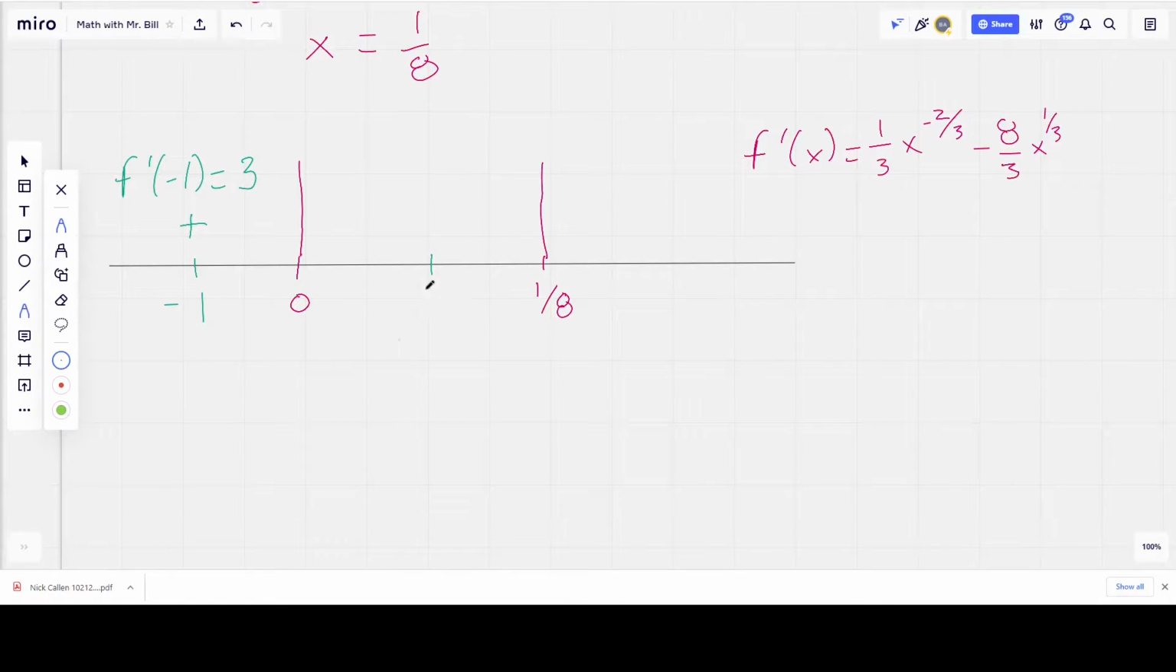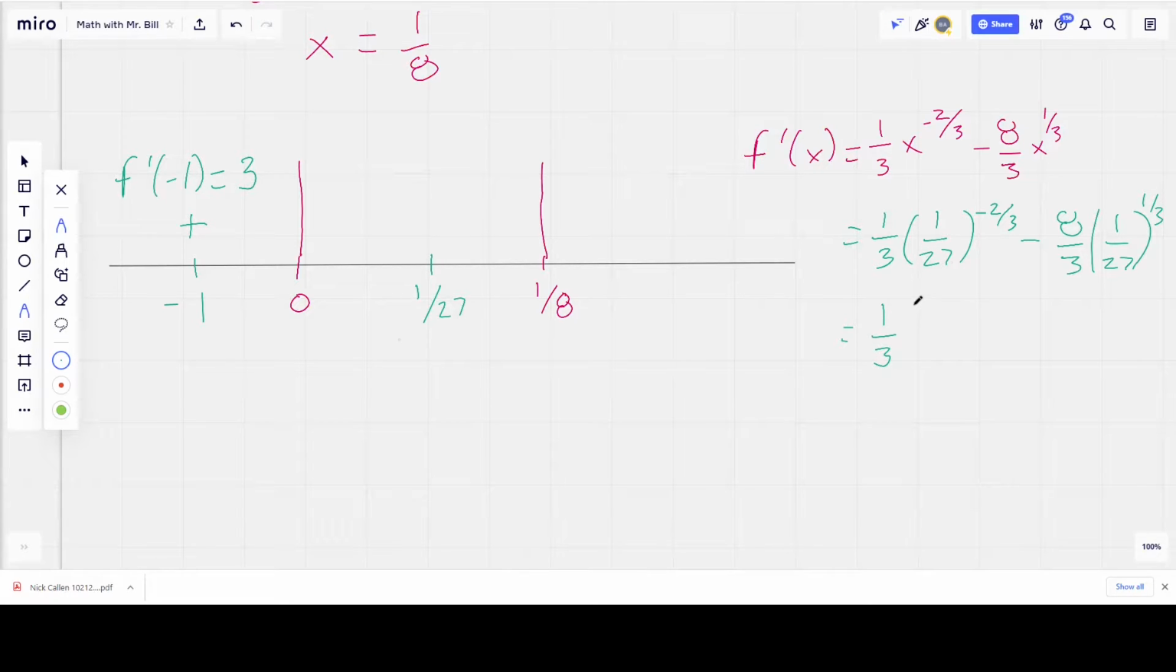Let's take another number, like, let's see, that's an easy cube. It's between 0 and 1, but 1/27th. So if I put 1/27ths in there, I get 1/3 times 1/27ths to the negative 2/3 minus 8/3 times 1/27ths to the 1/3.